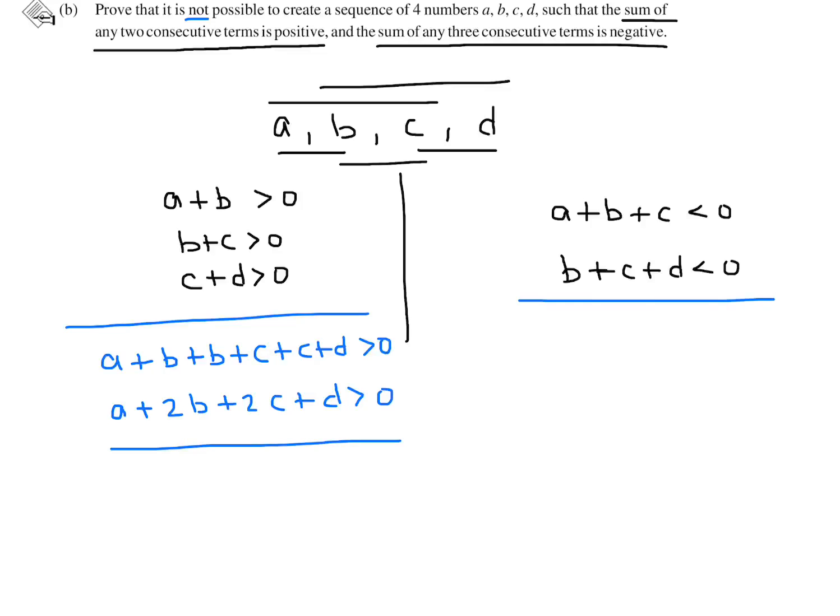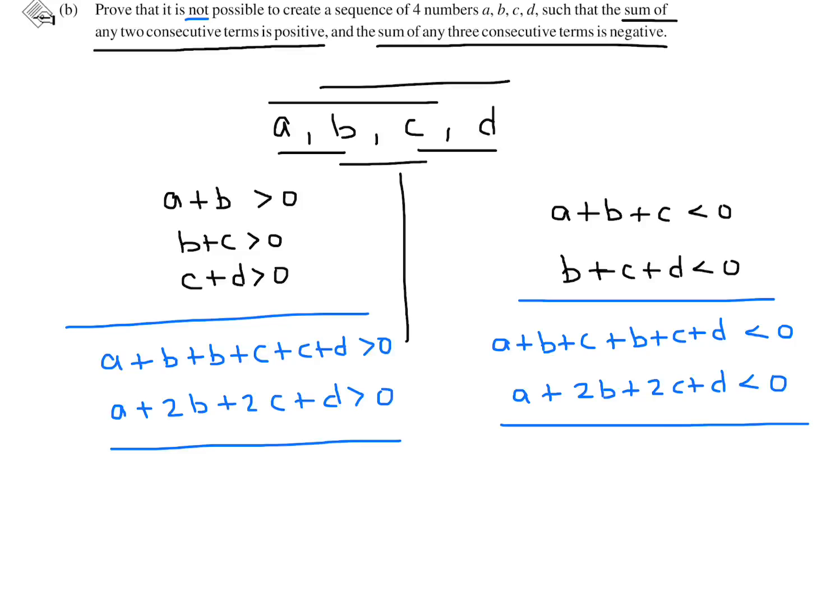Same thing over here. Let's add these. A plus b plus c plus b plus c plus d is less than 0. 2 things that are less than 0, if you add them together, they're going to be less than 0. And then if you combine these, you get a plus 2b plus 2c plus d is less than 0.